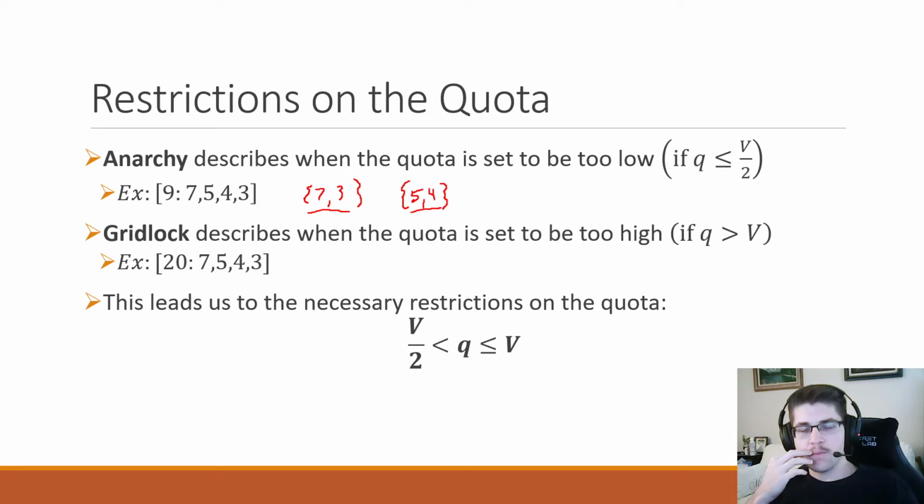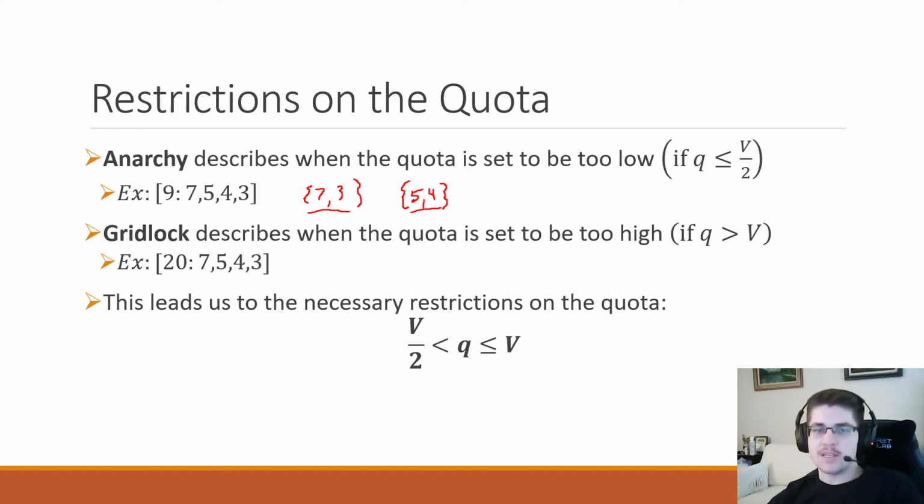So if group A says yes and group B says no, both would simultaneously pass and fail the motion. So the problem is we have anarchy. We can't make both decisions. So what do we do? The system falls apart and fails when the quota is set too low.